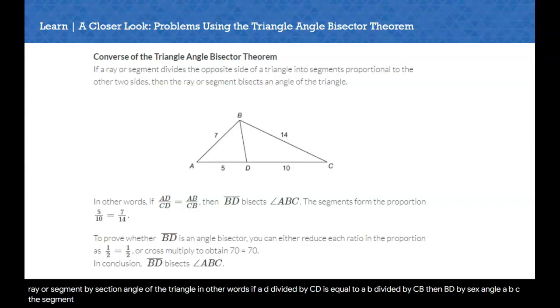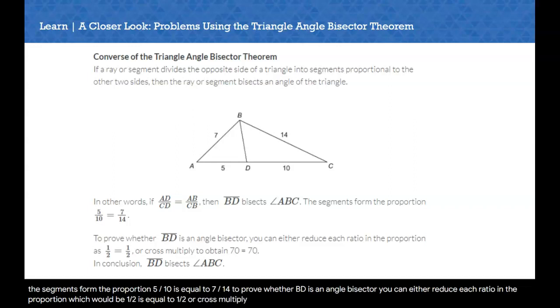The segments form the proportion 5 divided by 10 is equal to 7 divided by 14. To prove whether BD is an angle bisector, you can either reduce each ratio in the proportion, which would be 1 over 2 is equal to 1 over 2, or cross multiply to get 70 is equal to 70. In conclusion, BD bisects angle ABC.